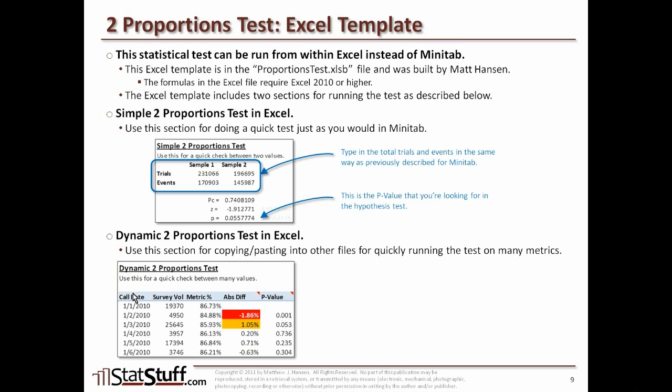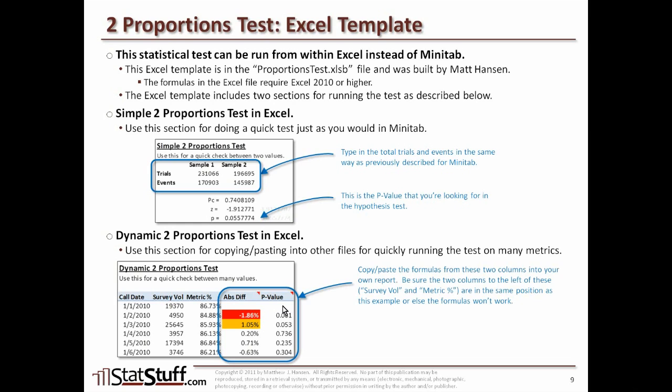But this column is not as critical. What is most critical to run this, again, is this survey volume column and the column to the right of it called metric percent. So once you have some values like that, then what you can do is copy and paste these next two columns where it represents the absolute difference and p-value. So I'll try to explain what these mean.